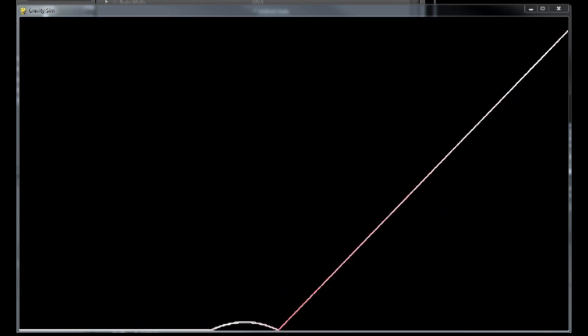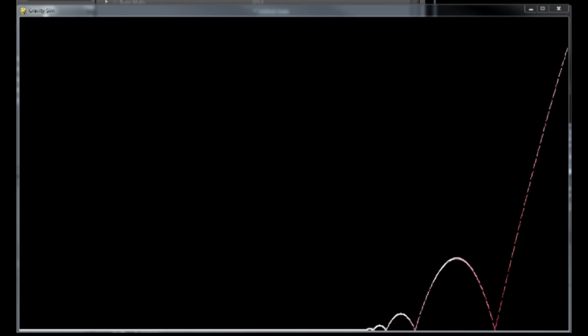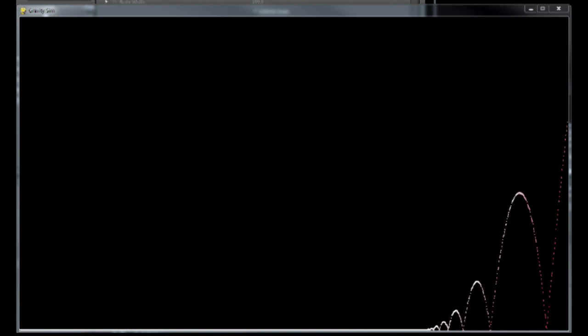It looks like there might be a pattern here, so if we increase the number of balls and try again, maybe we can spot it. And then the pattern becomes obvious. Waves form that then ripple across the screen.